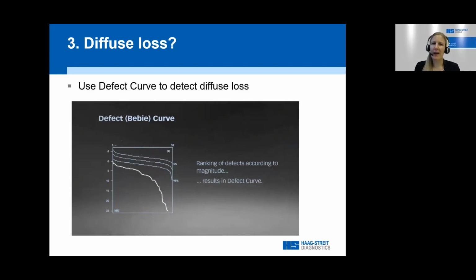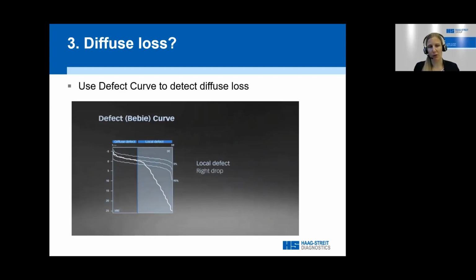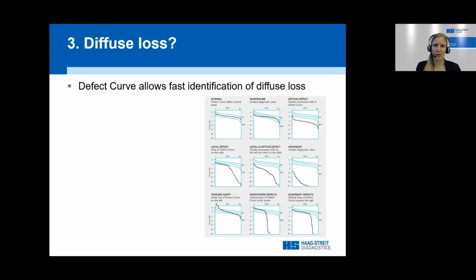So how is that helpful? It's actually very helpful because it's very simple to read. A normal visual field has a defect curve in that normal band. And this is how a diffuse loss looks, this characteristic downward shift. That's how a local loss looks, just a drop on the right-hand side. And there's, of course, a combination of diffuse and local loss. What the defect curve is really helpful for is that it immediately draws your attention to, hey, there's a defect, and why is it there? And if you don't find a clinical reason for it, it's a clear sign of an unreliable field.